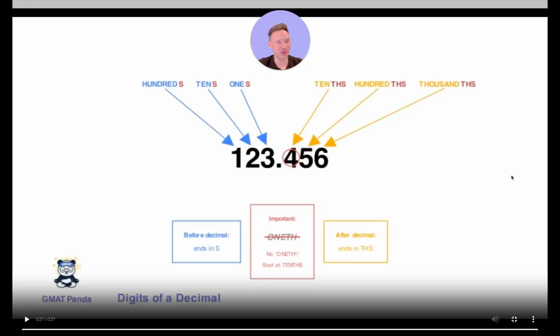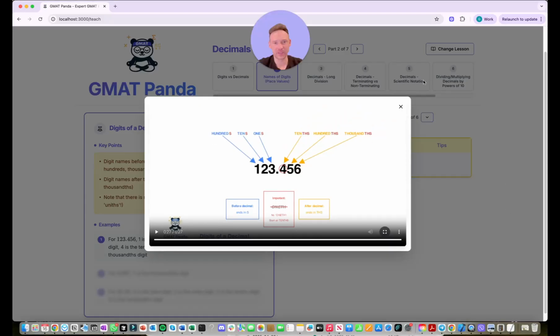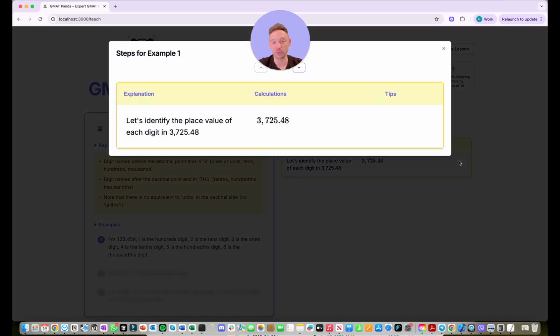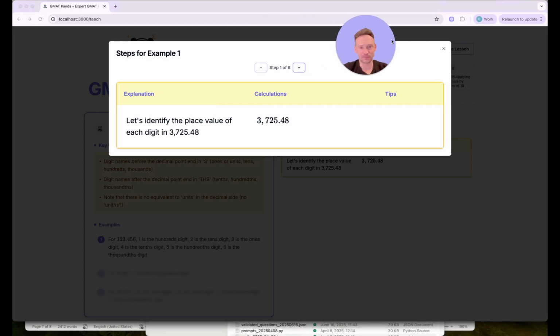So let's see an example now to illustrate this. Let's take, this one is fine. Let me move my head out of the way. So here we have a number, a decimal number, which is 3,725.48.